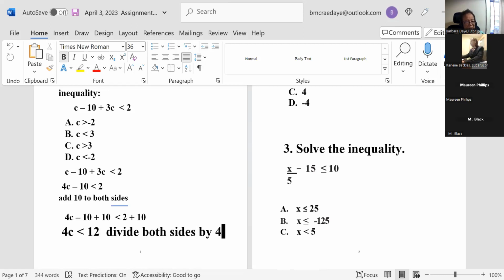That's right. Because C is less than 4C, 12 divided by 4 is C, and 12 divided by 4 is 3, and it was less than. So your answer would be B. Got it? So that would be C.